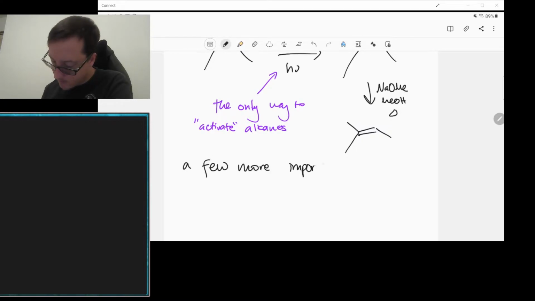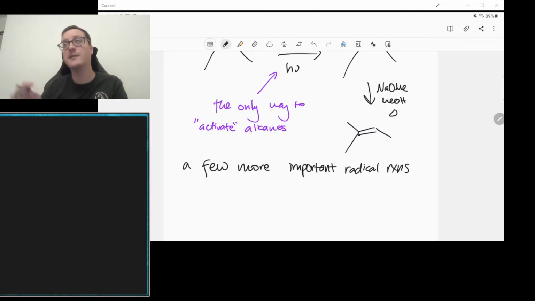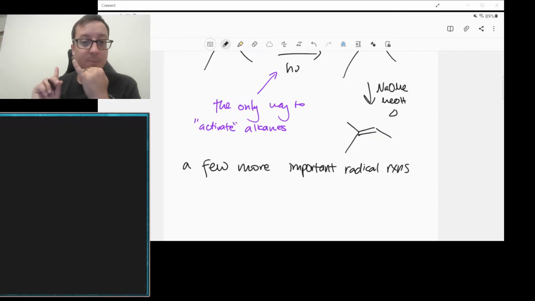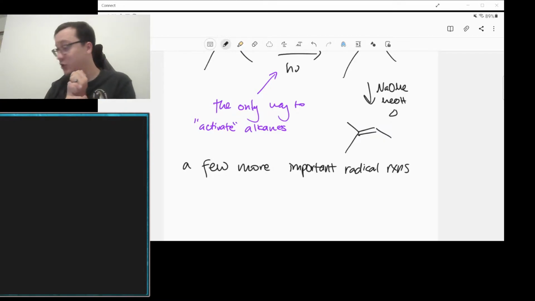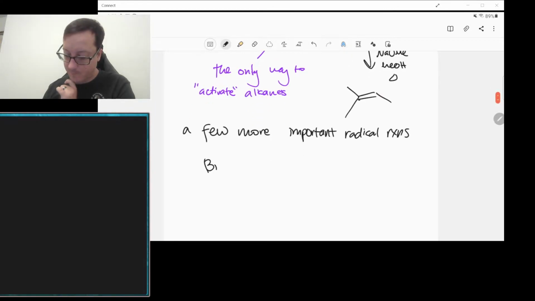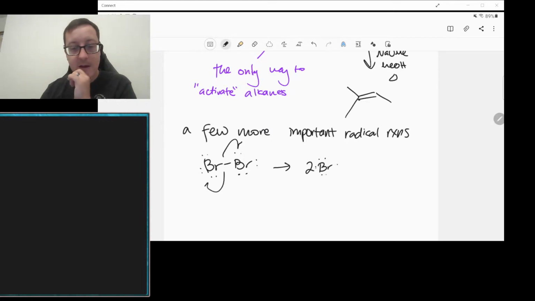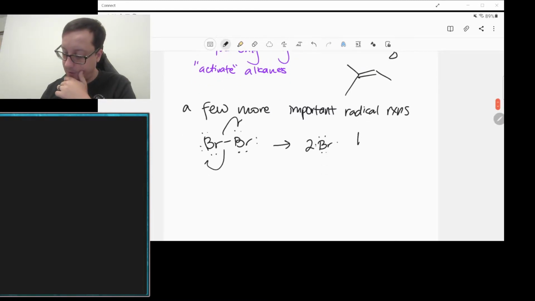We have a few more important radical reactions. We saw that with radicals there were 6 different steps, and we looked at 4 of them. We saw there was the homolytic cleavage, which is our initiation of a radical reaction. Remember, homolytic cleavage gives us 2 bromine radicals, or chlorines, or whatever we happen to be using. This is homolytic cleavage.